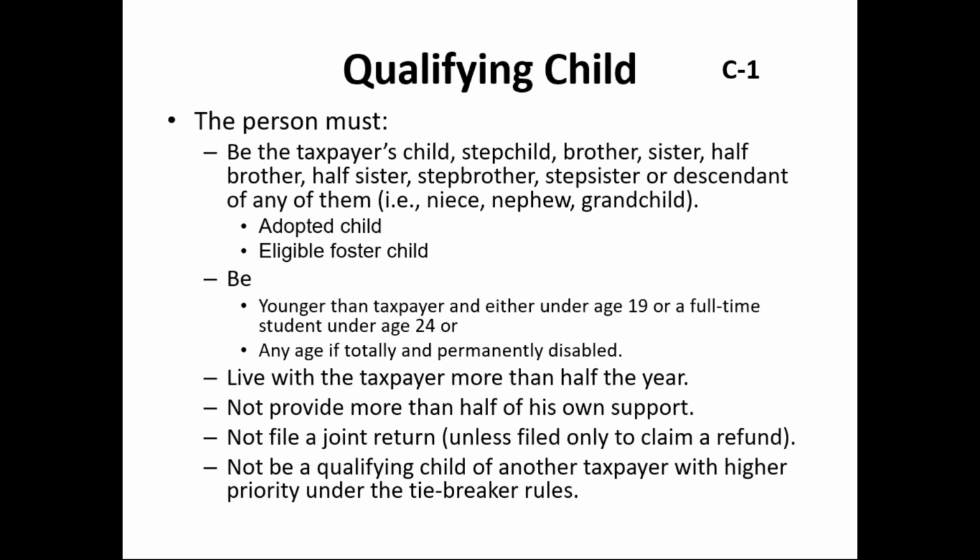They have to live with the taxpayer for more than half the year, so they have to be in your home for more than half the year. What's an interesting part here is they could not have provided more than half their own support. The government doesn't care where their support came from as long as it didn't come from the child. So it doesn't have to be that the taxpayer has to provide more than half their support. It's just that the child could not have provided more than half their support.